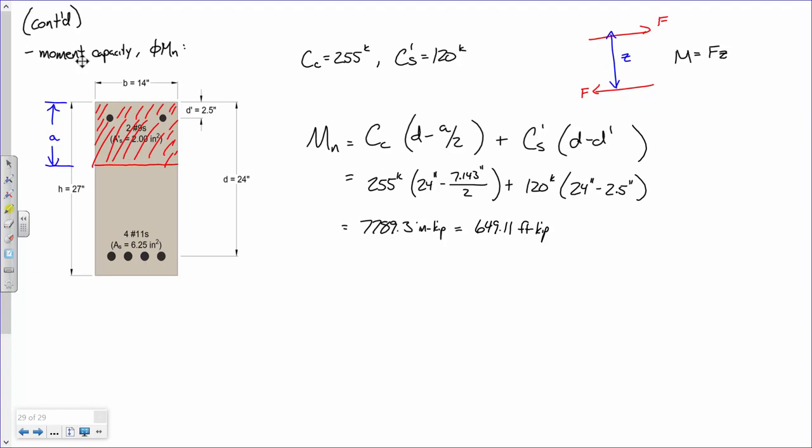It was 0.9 because the strain in the tensile steel was well above 0.005. Yeah. So initially, when we know the cross section, we still assume phi equals 0.9 and then we have to recheck it later. But since we know our d and c values, can we not just solve for phi? That's a good question.